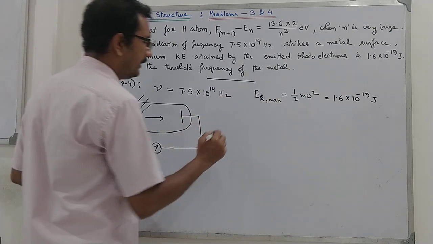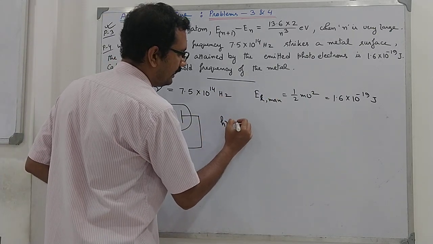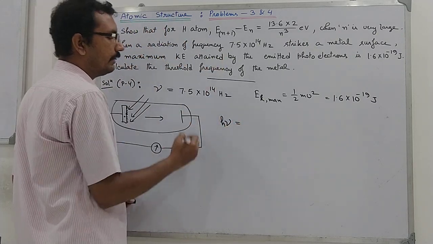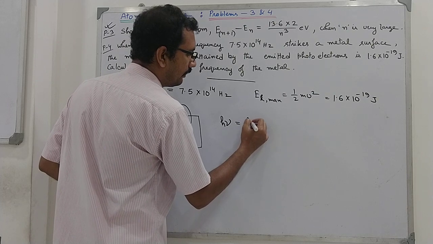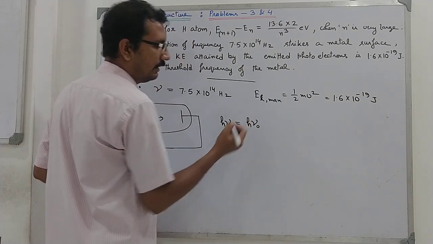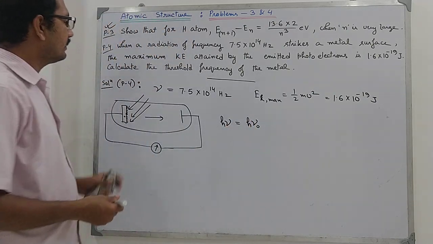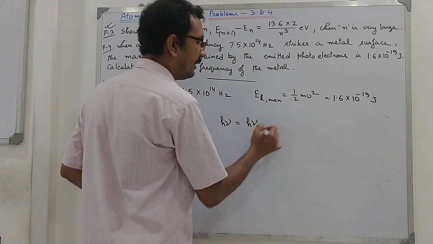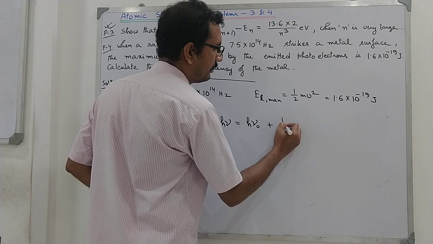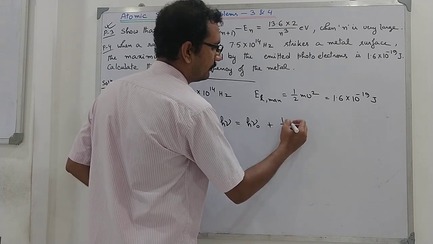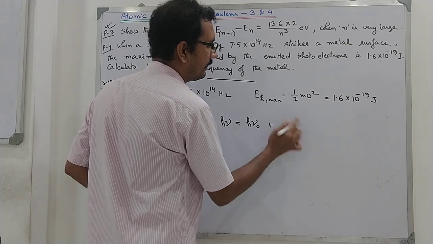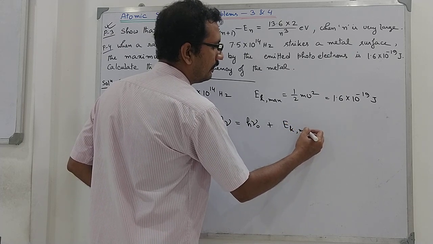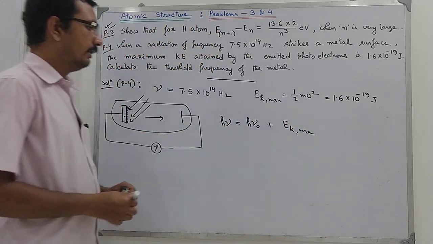So as per Einstein, the equation is given by the energy of the photon which is incident on the metal plate, h nu, equals the work function, that is the threshold energy required for the emission of the photoelectron, and the balance amount is the kinetic energy maximum, that is we write here E K max, that is kinetic energy, and it is maximum.